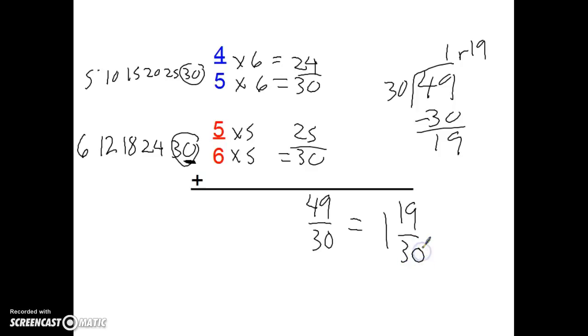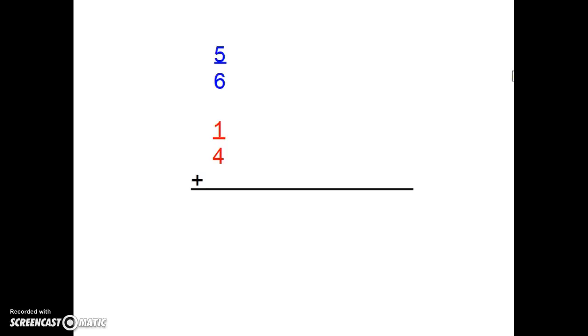Can I simplify the fraction part? No. You may have noticed today we haven't had a whole lot of fractions that we can simplify. And there's probably not going to be a lot that come out that way. Last one.